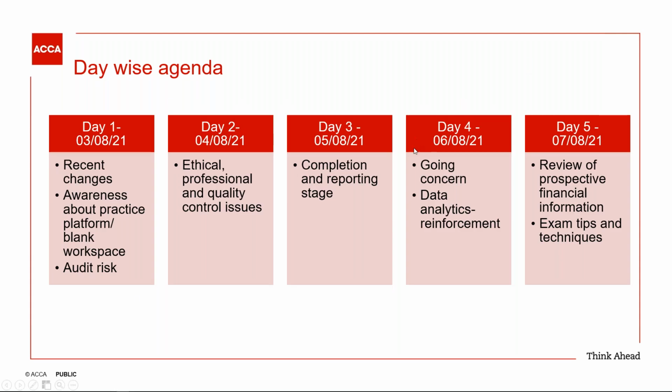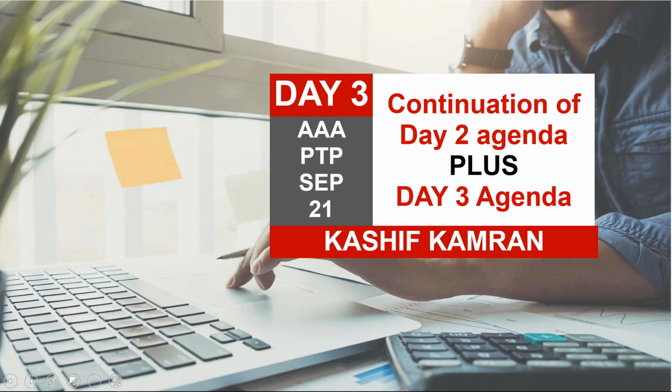Now, the agenda for day 3, the 5th of August, is the completion and reporting stage. But just before we start the completion and reporting stage, we have some uncompleted agenda from day 2 yesterday, where we were discussing the quality control issues. So I'll start first with the incomplete agenda from yesterday, day 2, and then I'll pick up the day 3 agenda. So that's what I am focusing on for day 3: the continuation of the day 2 agenda plus the day 3 agenda. Now, just a quick recap.